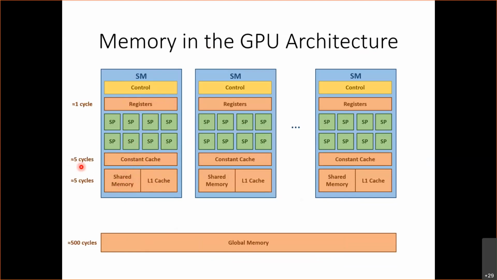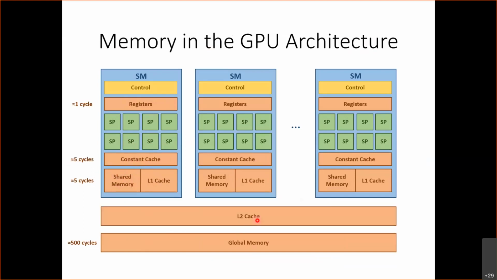Then finally, we have an L2 cache, and the L2 cache is on chip. Here, the global memory is DRAM. It's not on the same chip as the SMs. The L2 cache is on the same chip as the SMs, and all the SMs have access to the same L2 cache. So the L2 cache is basically just a cache for global memory that's on chip. This is the memory architecture of a GPU.